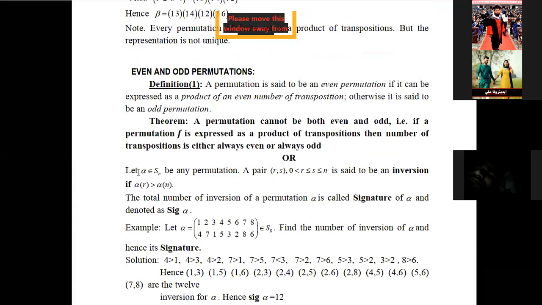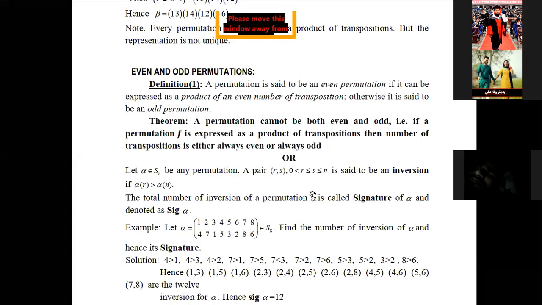And the second way is this: alpha is any permutation belonging to Sn. A pair (R, S), where R is less than or equal to S, S less than or equal to N, is said to be an inversion if alpha of R, meaning the image of R, is greater than the image of S. Okay, the image of R is always greater than the image of S. The total number of inversions of permutation alpha is called the signature.